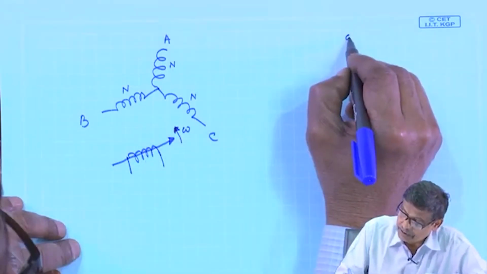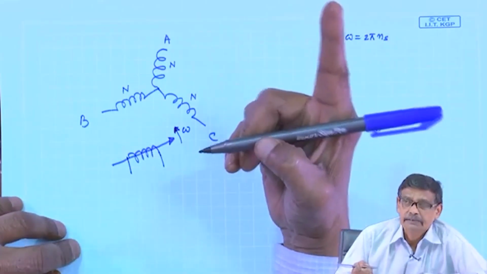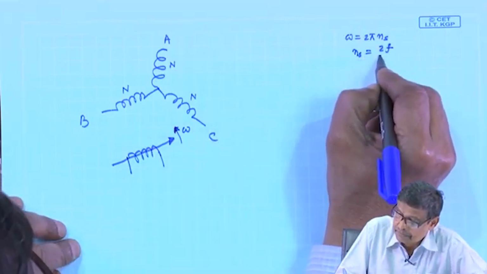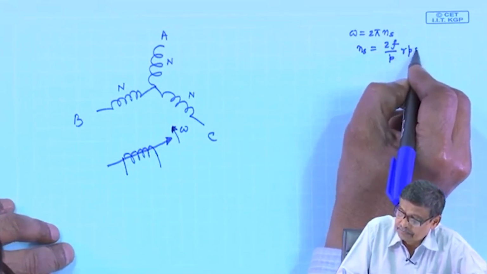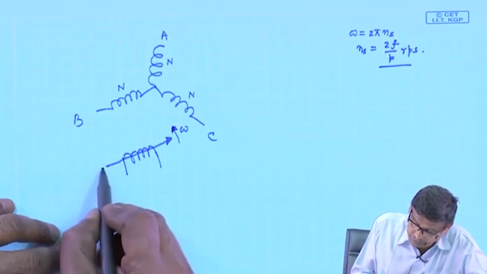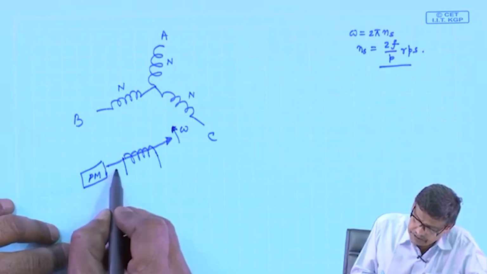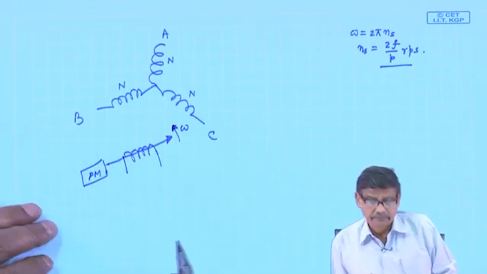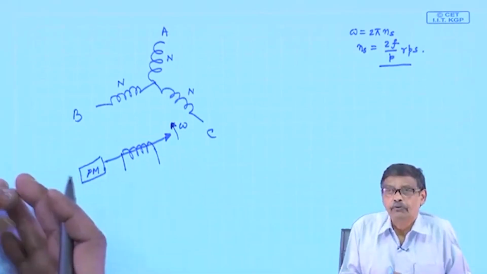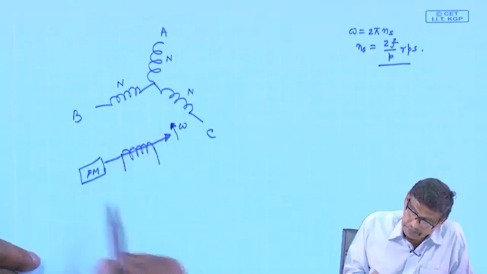What is omega? Omega is 2 pi ns. What is ns? It is the synchronous speed, 2f by p, so many RPS, isn't it? I will run this with the help of a prime mover here. It may be a steam turbine, a diesel engine, or maybe a DC motor in your lab. Anyway, so this is omega.